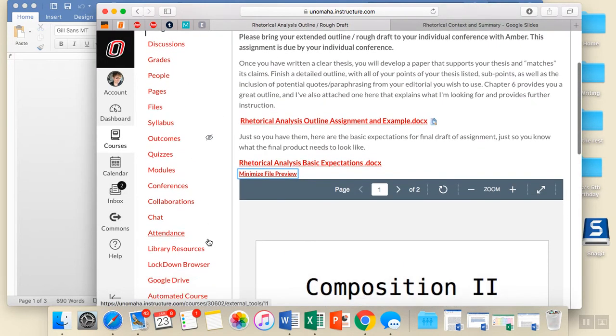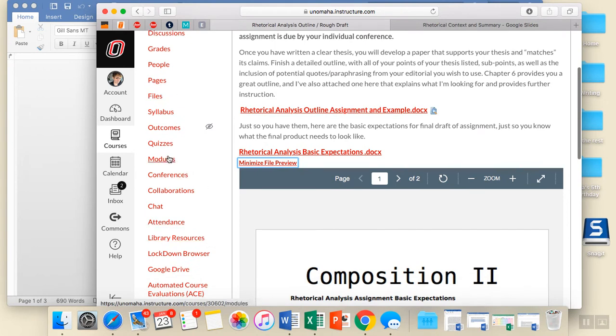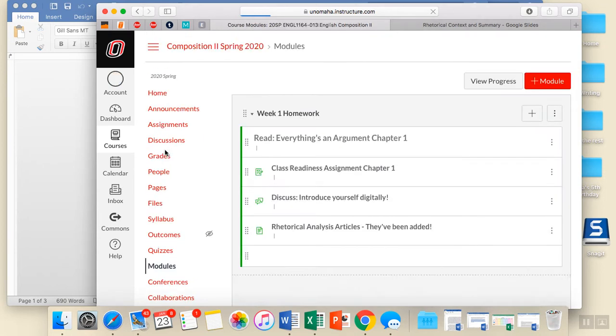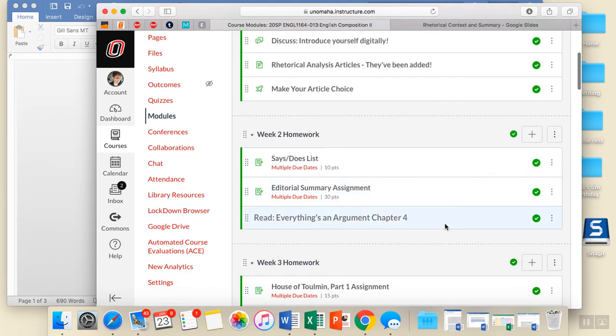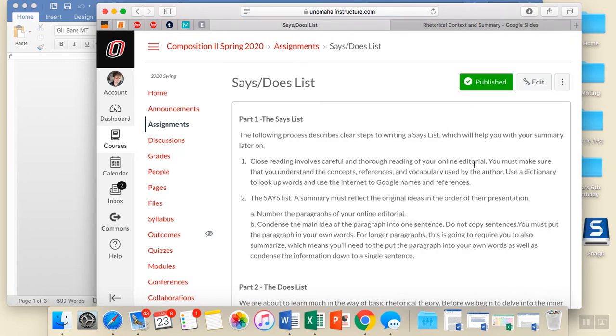and it's your first real assignment of class. And I want to walk through an example that I've written to really explain how it works. So the says-does list is essentially a list breaking down your editorial. For each paragraph in your editorial, you're going to number the paragraphs, and then write a one-sentence summary of each paragraph for the says list part 1.